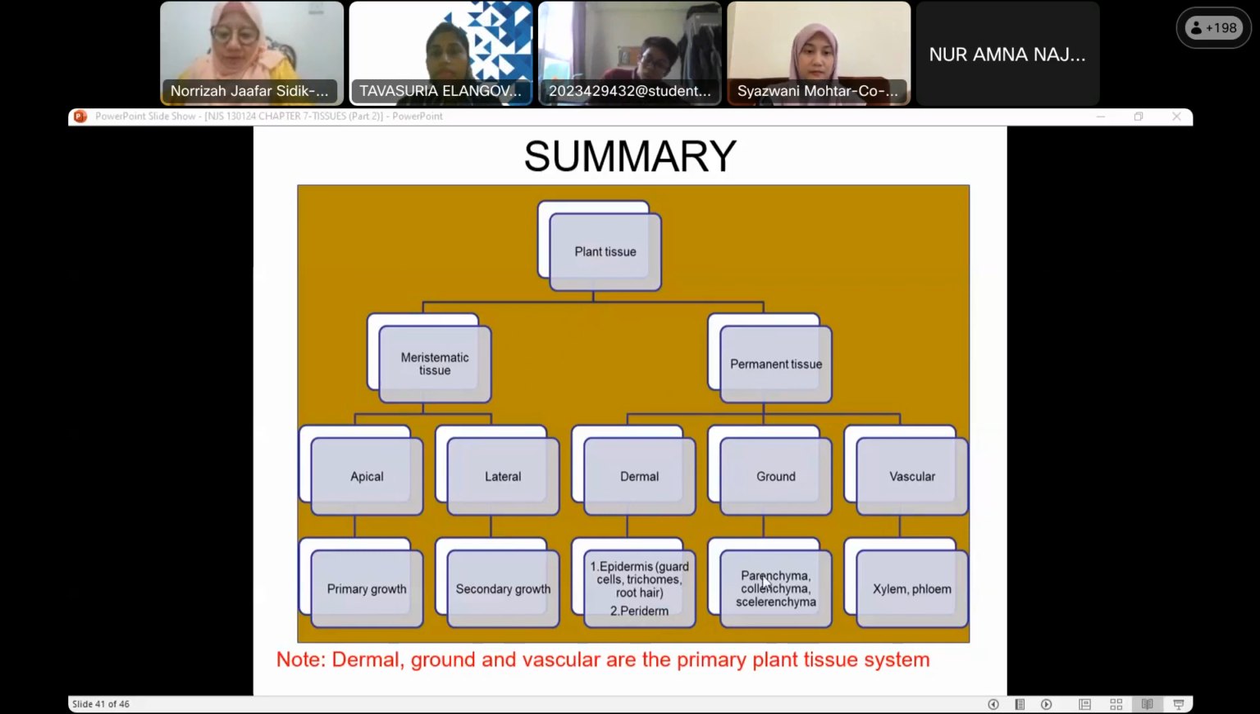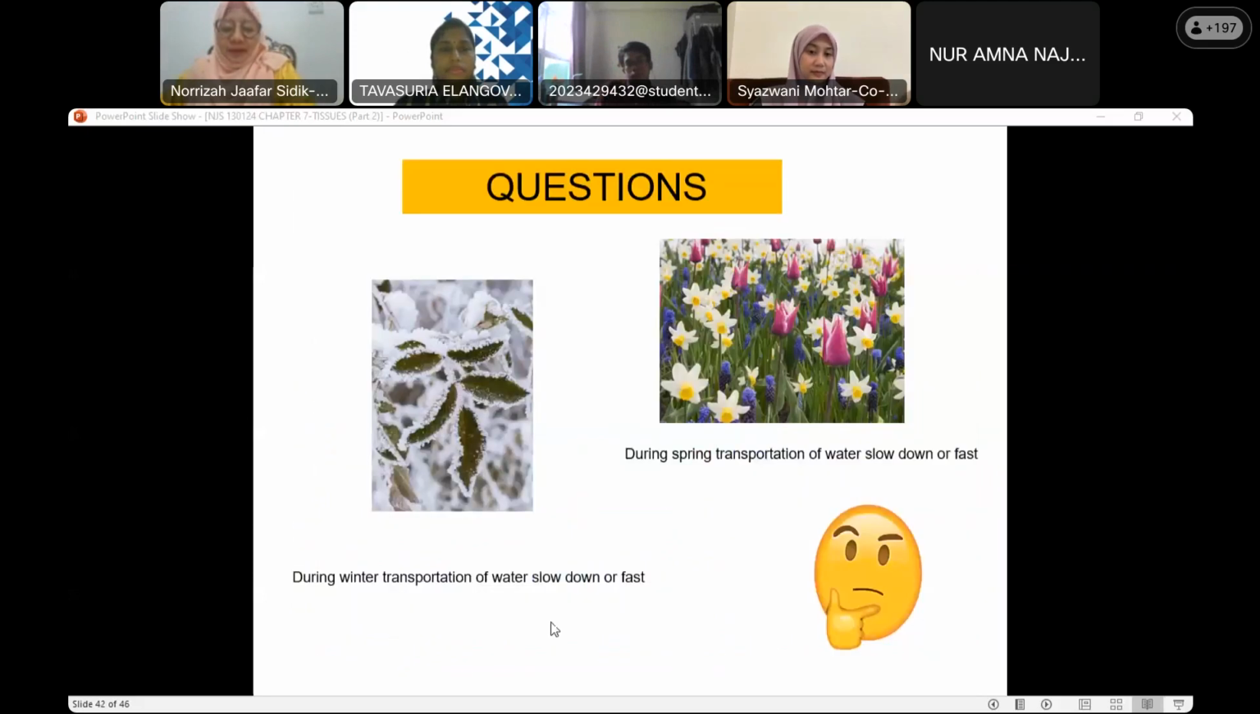Ground tissues give rise to the parenchyma, collenchyma, and sclerenchyma tissues, and the vascular tissues give rise to the xylem and phloem. So this is the summary. Now time for the questions here for you to think about. So you can see here the pictures.